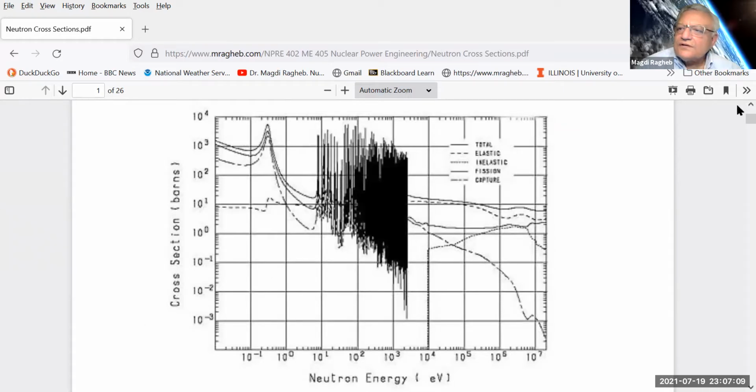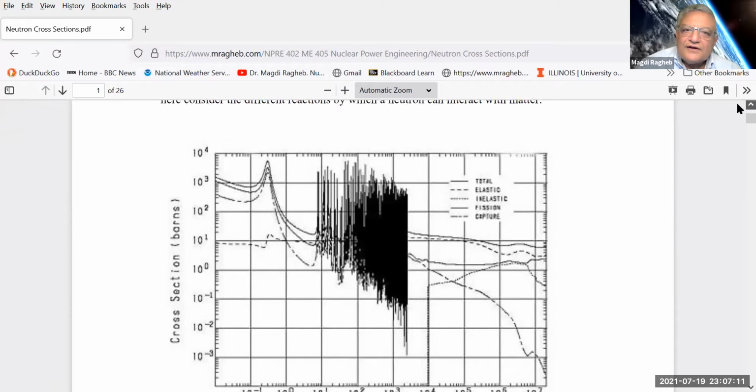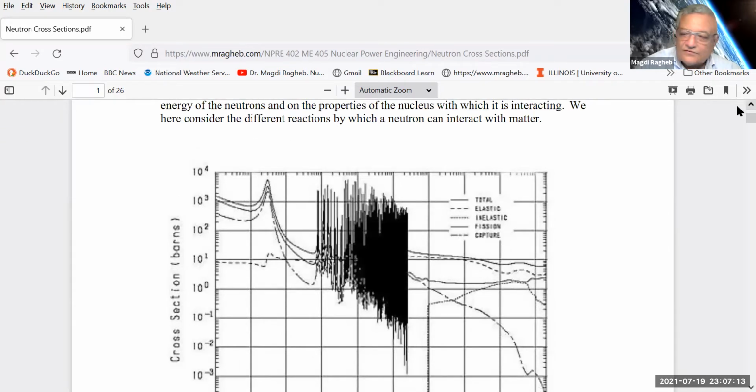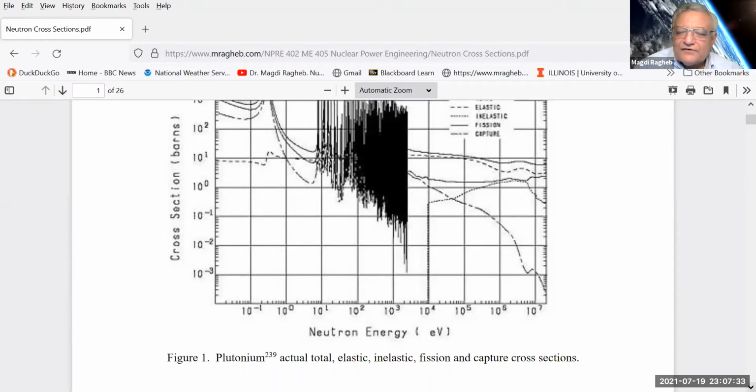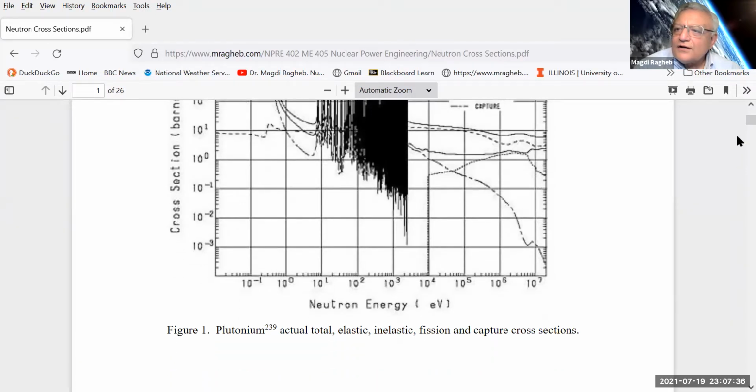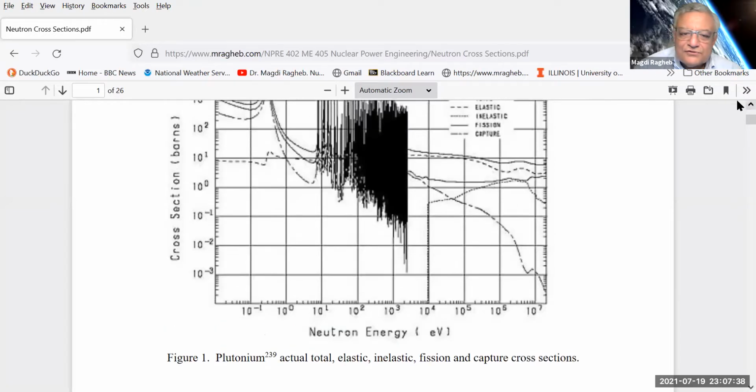The cross-section is the effective area that the nucleus presents to the neutron as it interacts with it. It's an area, but we'll define the unit for it as the barn in a moment. People who measure those cross-sections were simply joking. It's a very, very small, tiny area for each nucleus.